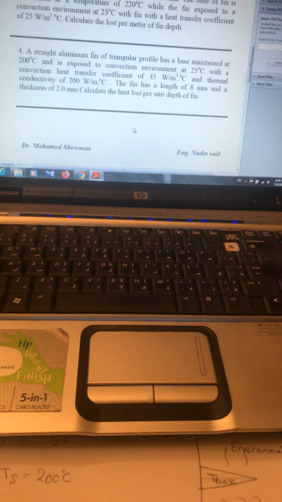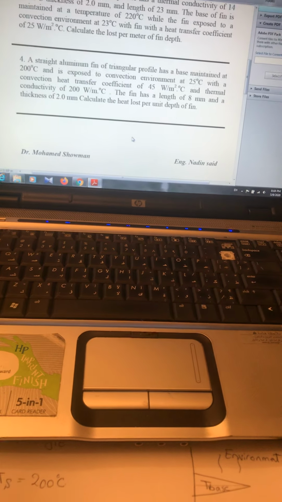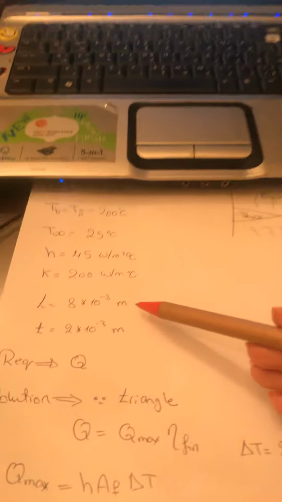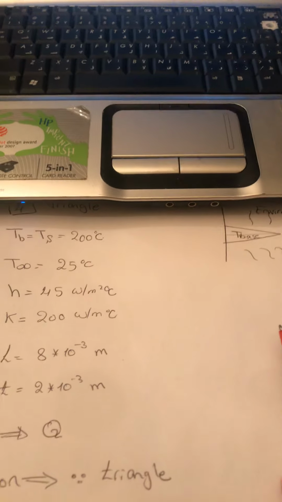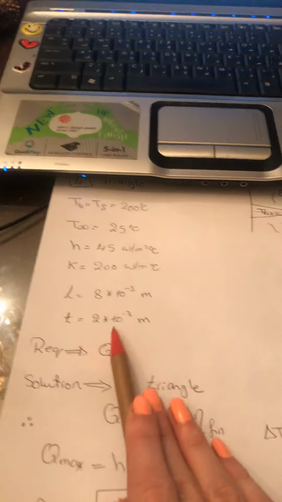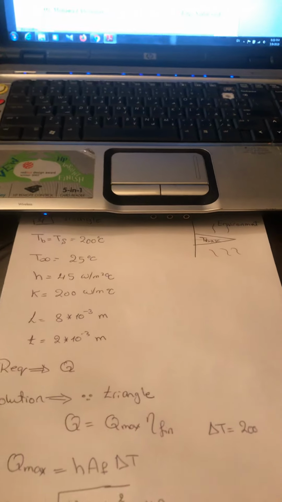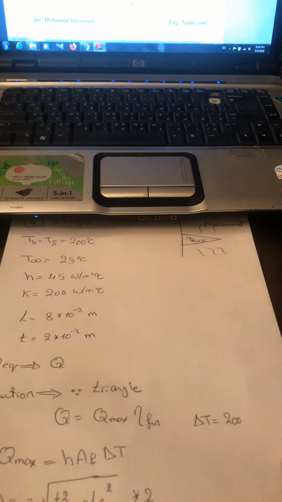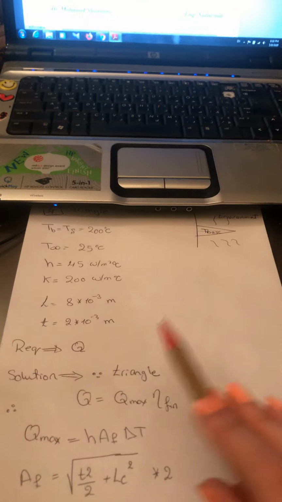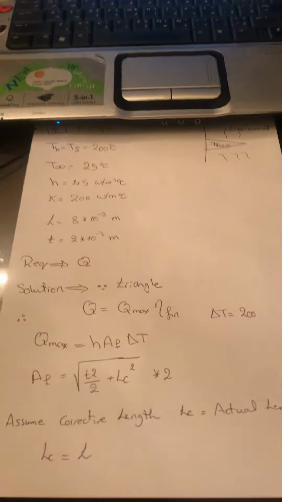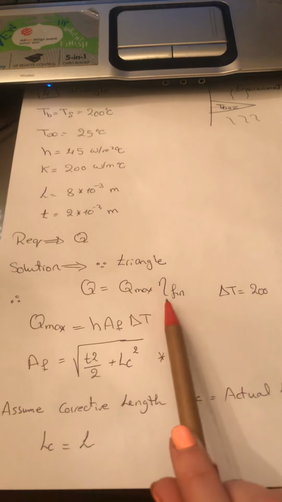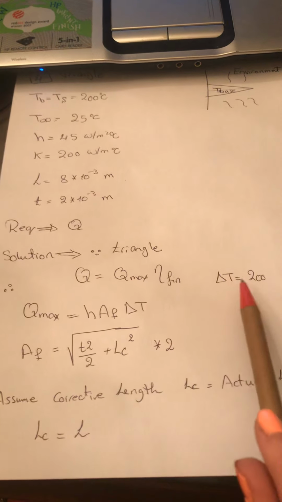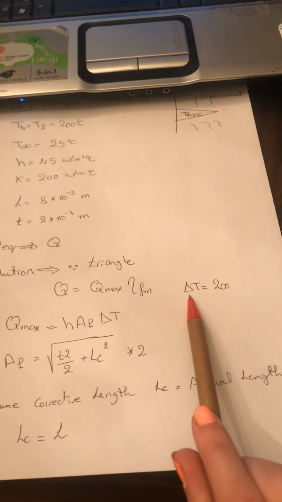The fin has a length of 8 millimeter. Therefore L equals 8 millimeter, so we multiply by 10 power negative 3. And a thickness T equal to the given value. What is the required? Calculate the heat per unit depth of the fin. Calculate the Q. In case of triangle, Q equals Q maximum multiplied by Q fin. We have the delta T equal to 100.